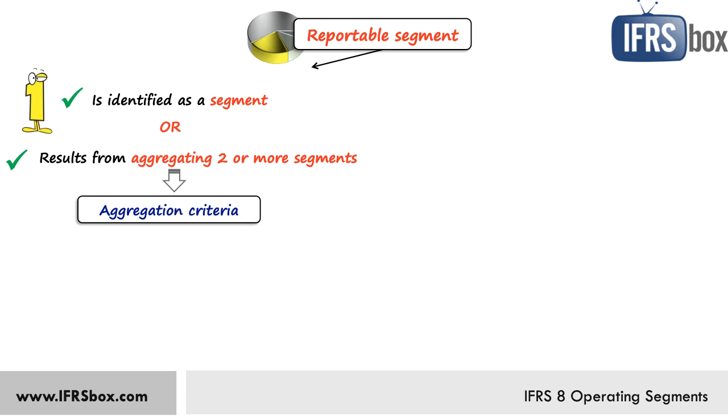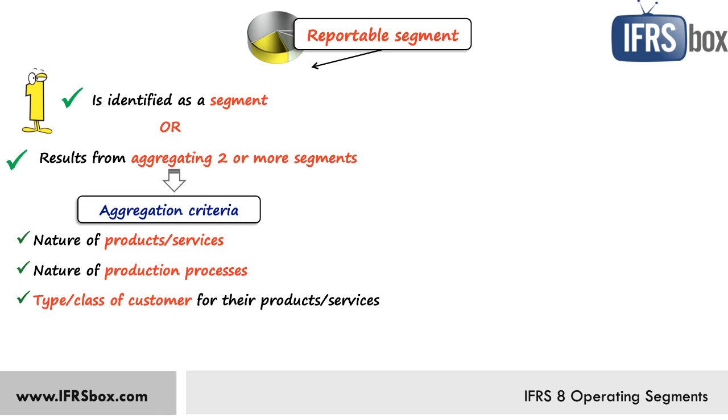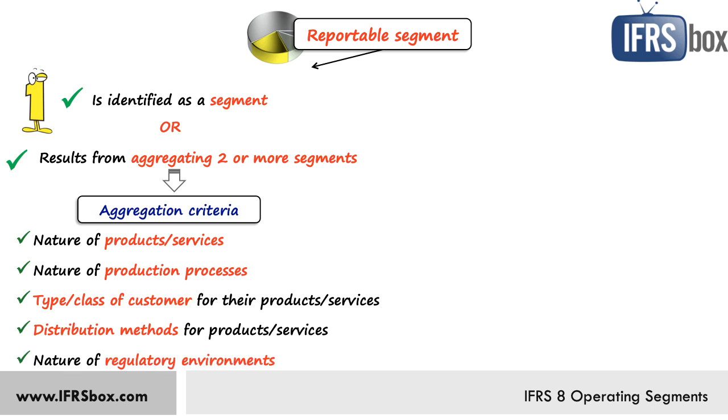So two or even more segments can be aggregated into a single operating segment if segments have similar economic characteristics and they are similar in each of the following respects: the nature of products and services, the nature of production processes, the type or class of customer for their products and services, the methods used to distribute their products or provide their services, and, if applicable, the nature of the regulatory environment, for example, banking, insurance, or public utilities. At the same time, the second criterion must be in place.